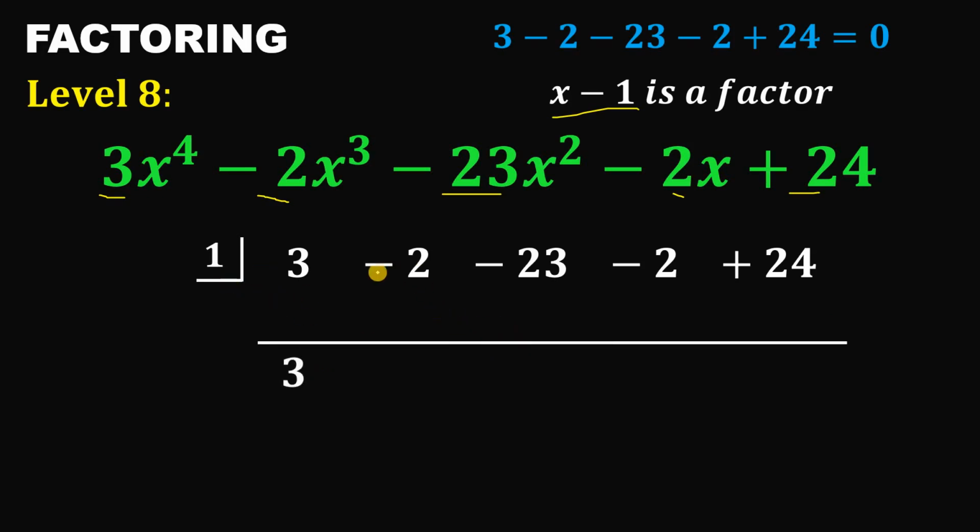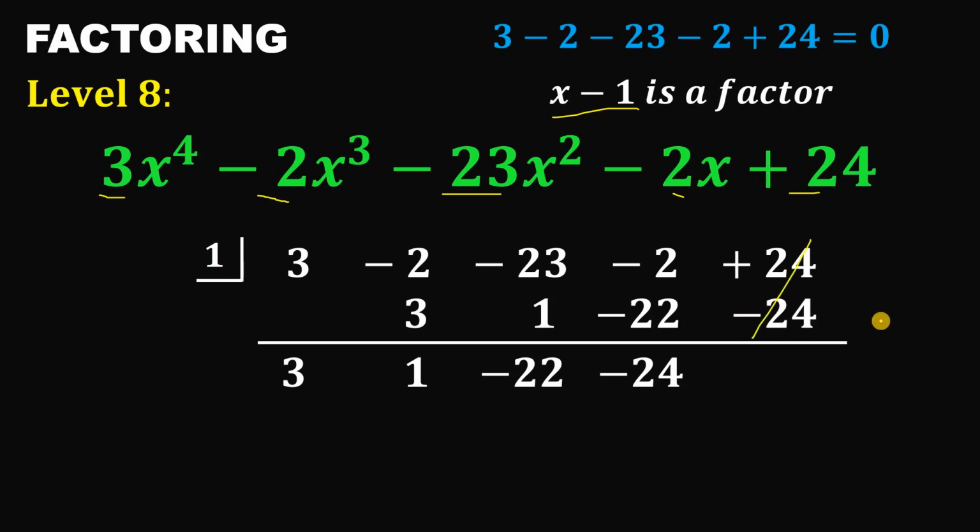Now bring down 3. 3 times 1 is 3, negative 2 plus 3 is 1, 1 times 1 is 1, negative 23 plus 1 is negative 22, negative 22 times 1 is negative 22, plus negative 2 is negative 24, negative 24 times 1 is negative 24, and this is 0. So technically speaking, x minus 1 is a factor of this expression. Alright. Now at this point, we will continue this process, and this is called continuous synthetic division. Now, let's think of a factor of negative 24, and there are a lot of factors, and in this video, I will show you the answer already.